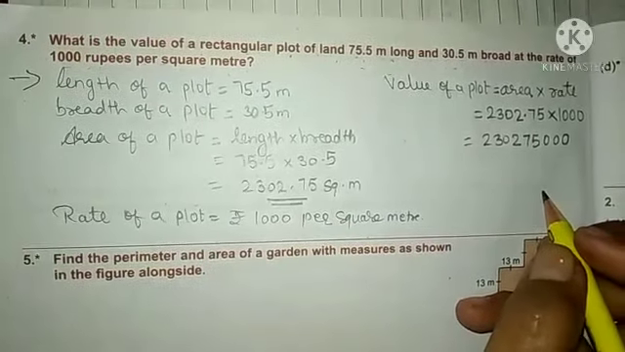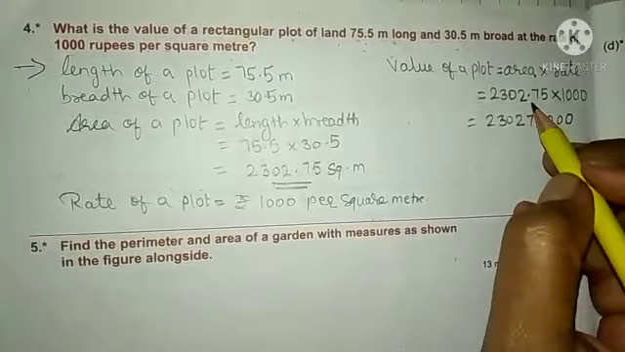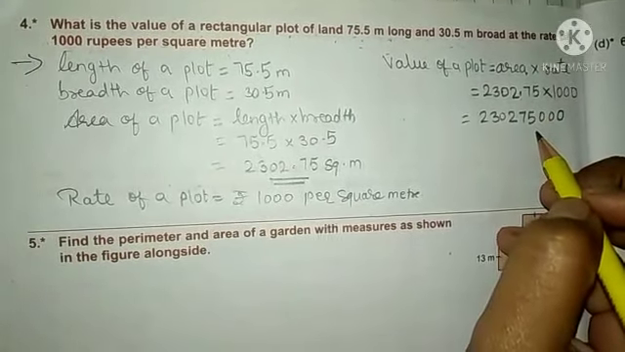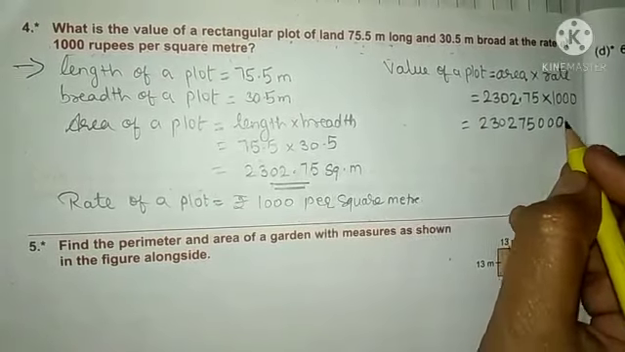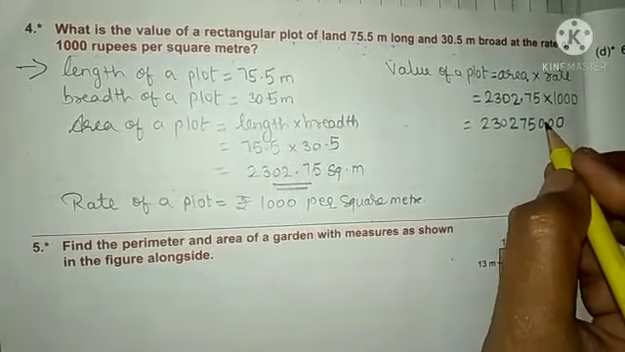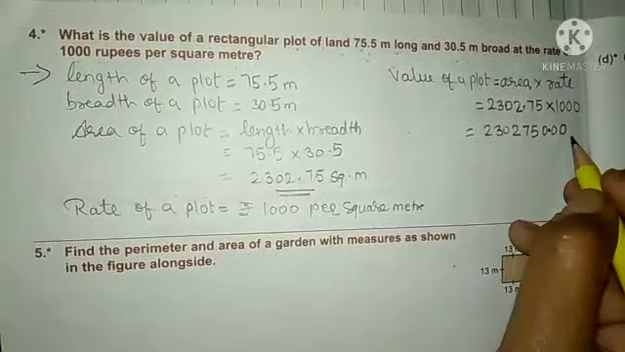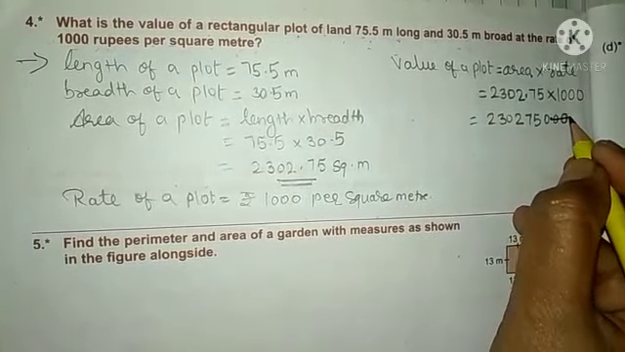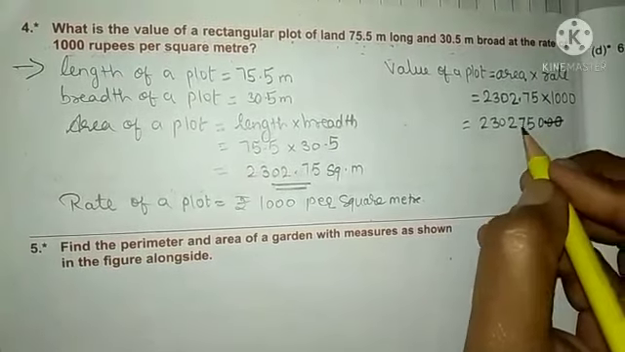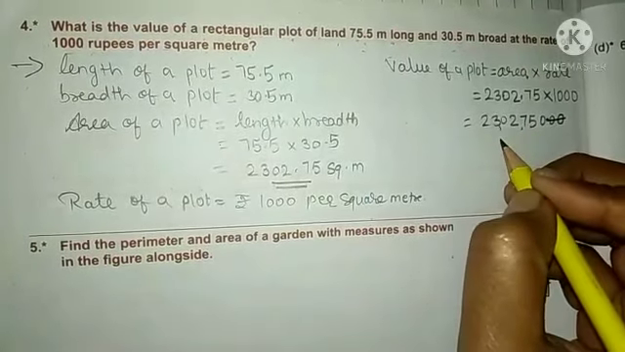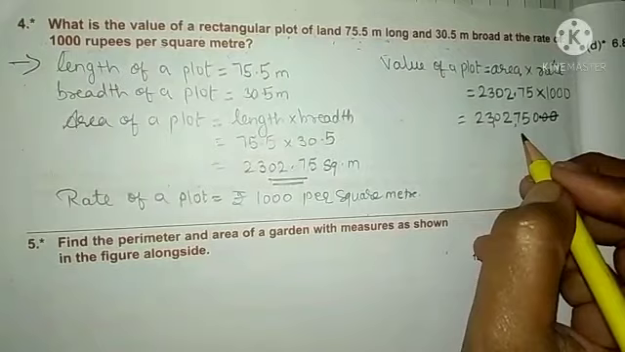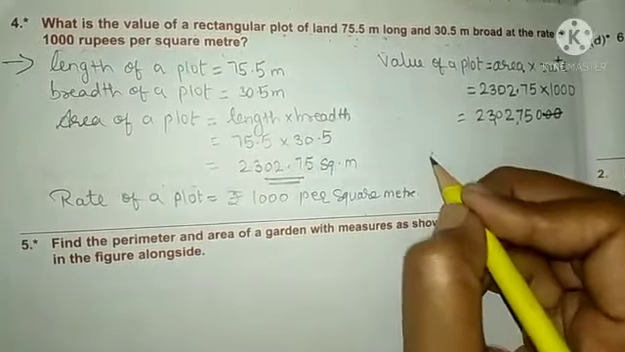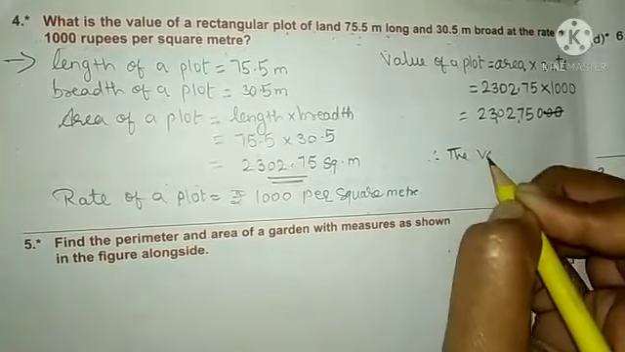Now see, here the decimal point is there. Clear? So in our answer we have to put a decimal point. We will leave two numbers from the right-hand side and put the decimal point. After the decimal point, 0 is there, so we will not take that 0. So what is the value of our plot? That is 23,02,750. Clear everyone?